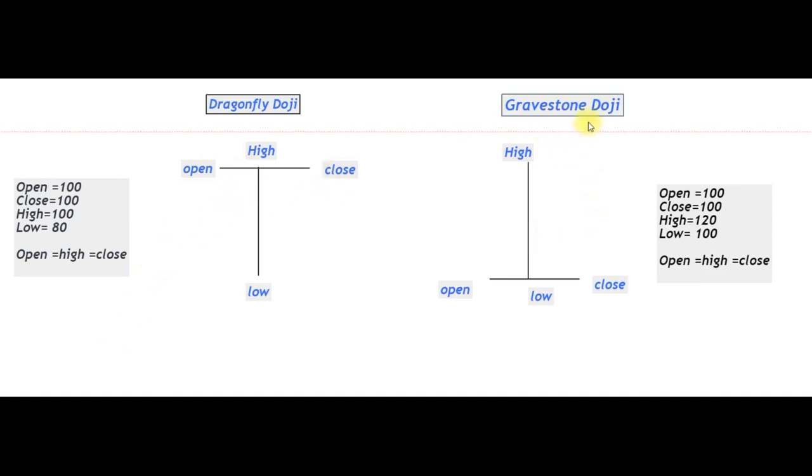This is the gravestone doji. So this looks like an inverted T. This is the high, open, low and close. Here what happened? Price opened at 100 rupees and made a high of 120 rupees. So buyers try to push the price till 120 but sellers are in control and they close the price at 100 rupees. So sellers are more powerful here. So this is considered as a bearish candlestick pattern. So one can enter into the short trade below this candle.